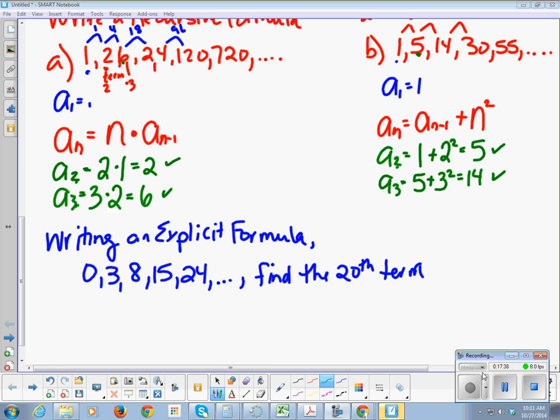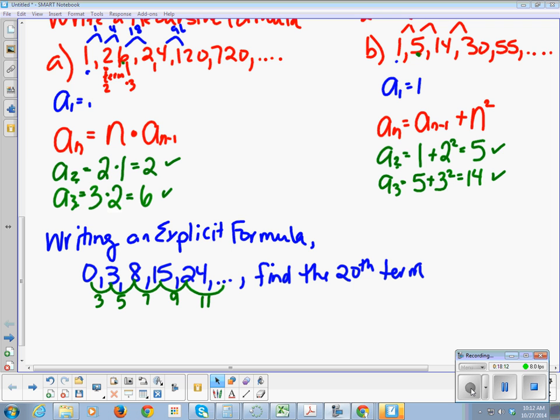From 0 to 3, our difference is 3. From 3 to 8, our difference is 5. From 8 to 15, it's 7. From 15 to 24, it's 9. And then guess what the next one will be? 3, 5, 7, 9, 11.